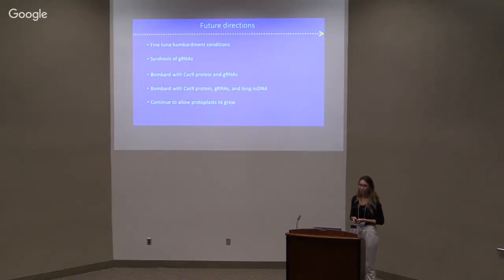After this, once we can get those all synthesized, we can bombard with the Cas9 and guide RNAs and perform a deletion. Then, once you can see the deletion by PCR, you want to go forth with the allelic swap by providing the long single-stranded DNA template. And we're also continuing to let the protoplast grow and thrive.